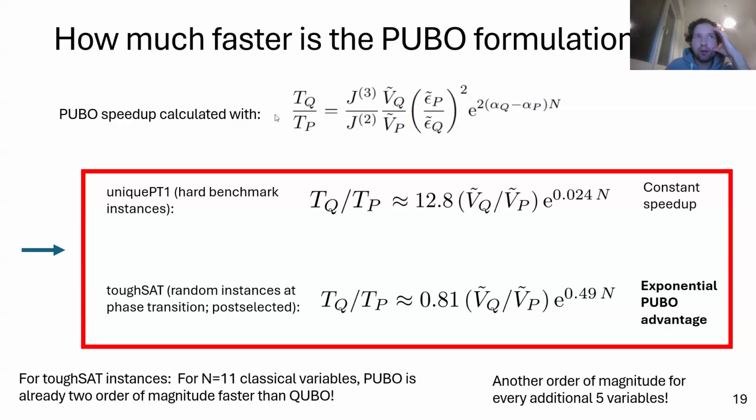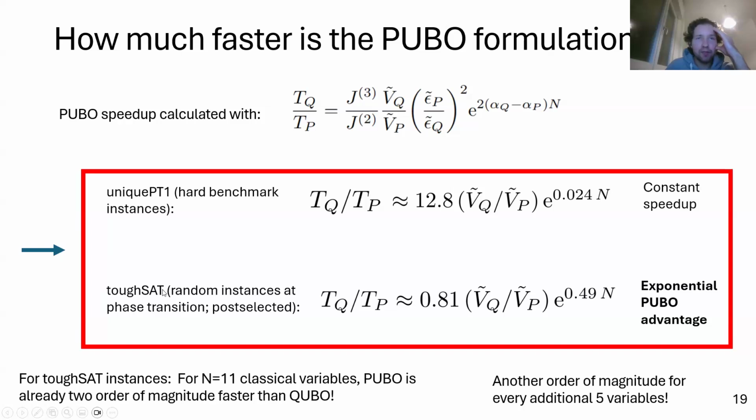If we now plug this into the speedup, we see for the unique PT1 instances a constant speedup factor of 6 or so if VQ over VP is around 0.5, with a very small exponential speedup, or none within the error bar; it could also be 0. But at least we have a factor of 6 in the speedup.